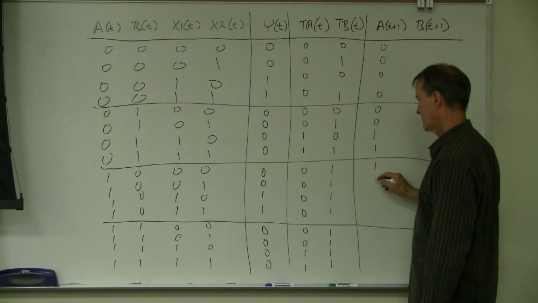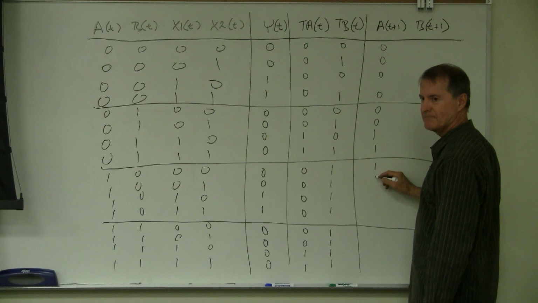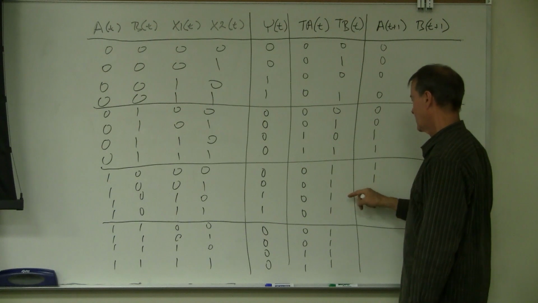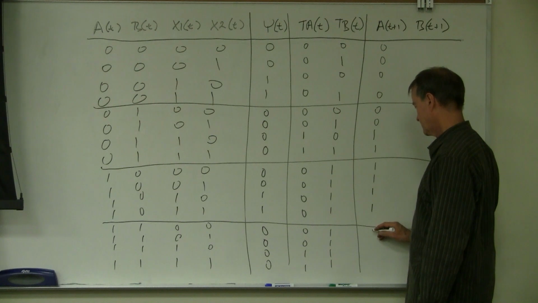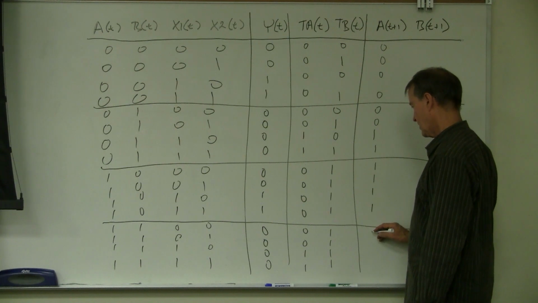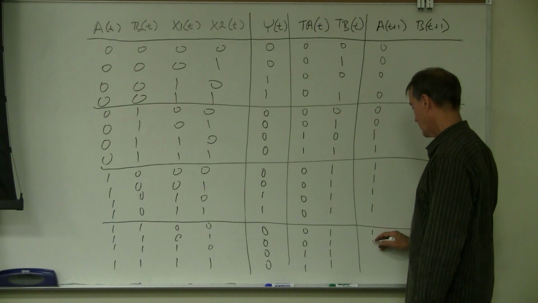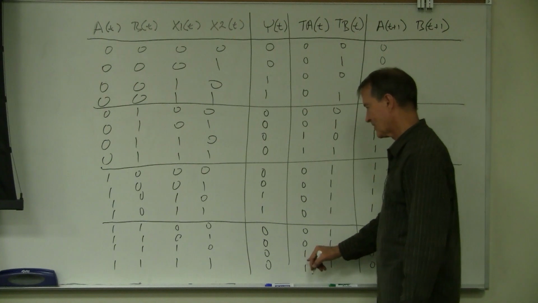Who's next? It's also 1 still. Yes, good. 1. 1. 1. Let's make sure. What did you say? 1. 1. 1. 0. 0. 0. Because why? Because this one toggles.